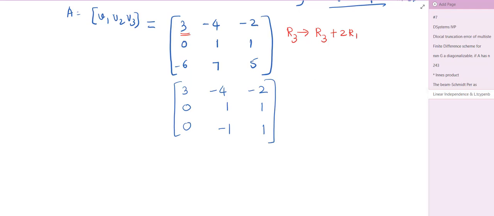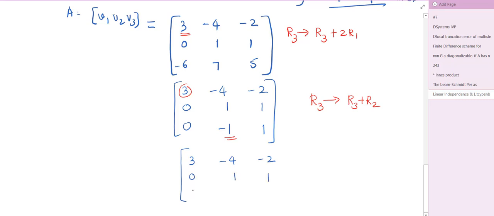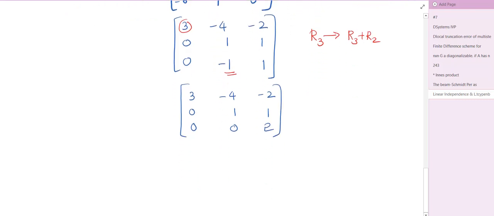Now I want to make this element 0, so I'll change R3 to R3 plus R2. First you have to use R1 to make the lower elements 0, then start using R2. So now we have 3, minus 4, minus 2, then 0, 1, 1, then 0, minus 1 plus 1 is 0, and 1 plus 1 will be 2. Okay, so this we have got.